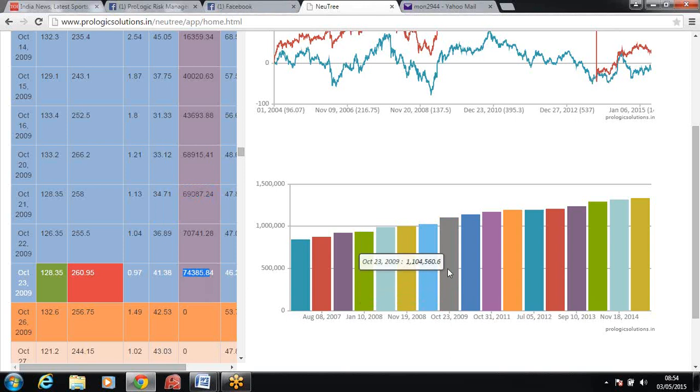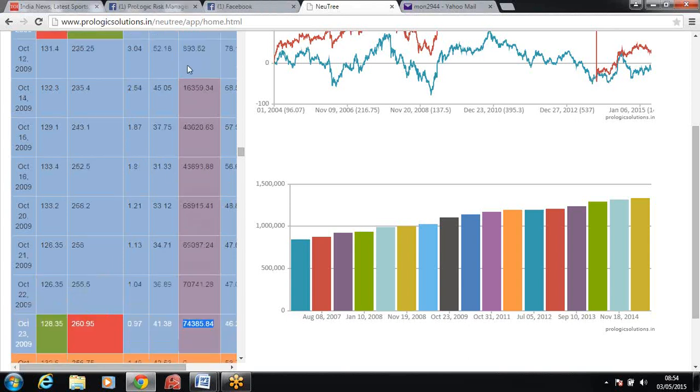So roughly around 1 lakh rupees is your investment, and 75% is your return. So you have invested 1 lakh and you're taking 75%. That is within a span of 8 to 9 days, and your trade has closed.